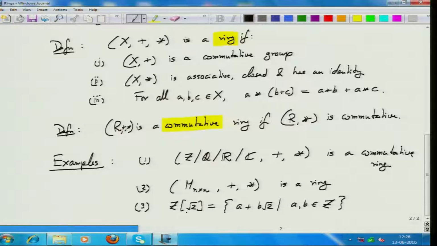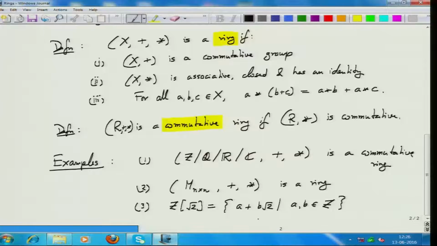It is given a specific name, Z bracket square root 2, and it consists of numbers of the kind a plus b root 2, where a and b are integers. Why is this a ring? This requires a little bit of work. It's not immediate. Firstly, it's a group under addition. That's clear. What is the additive identity? That's 0, and the inverse of a plus b root 2 is minus a minus b root 2. So it's clearly a group under addition.